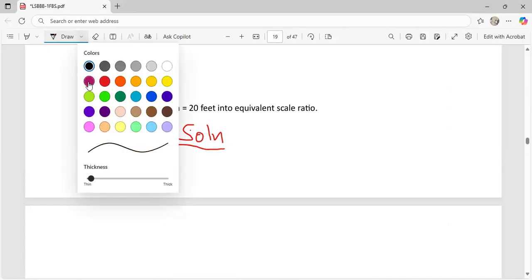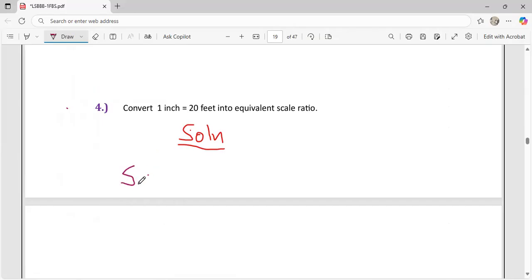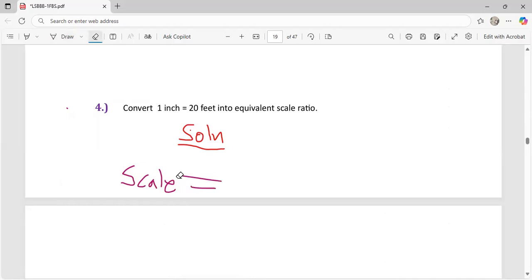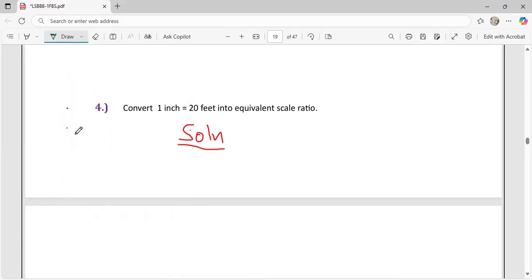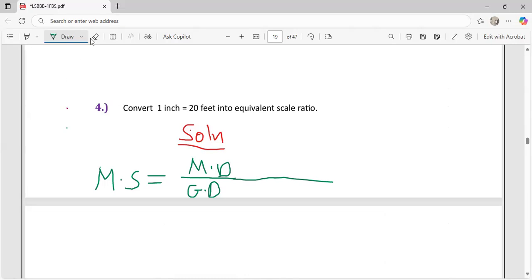Because we learned previously that our map scale is equal to the map distance all over the ground distance, or even better still, the actual distance, we could just quickly use that to represent it.